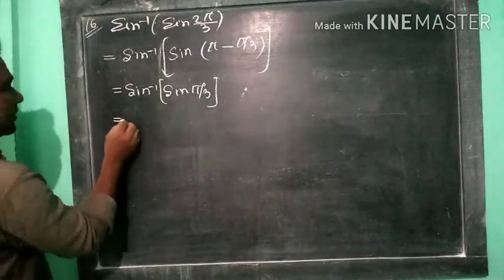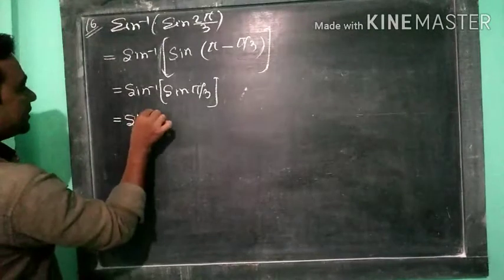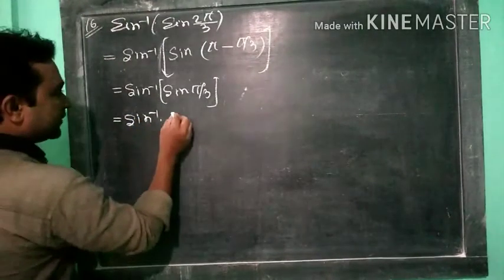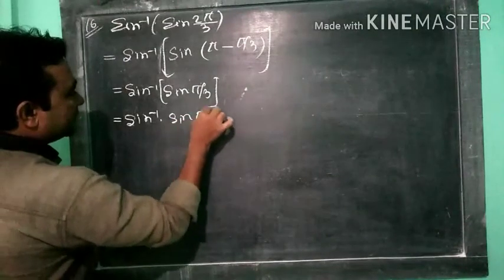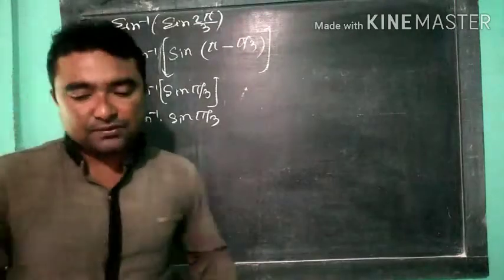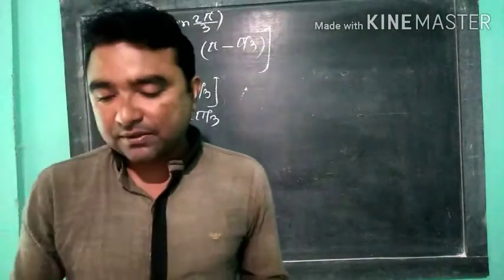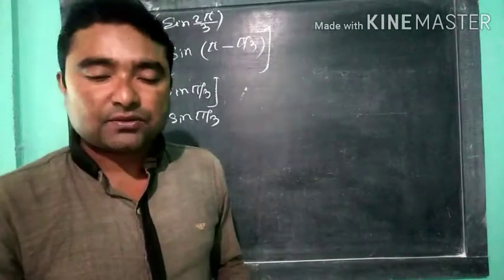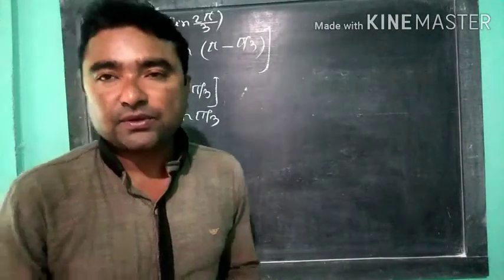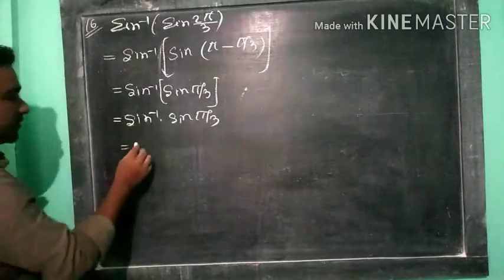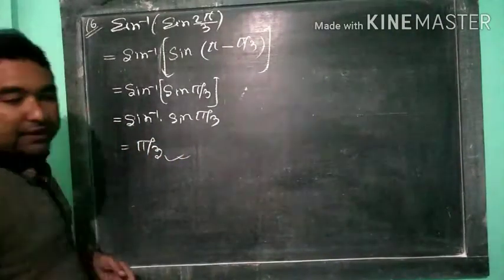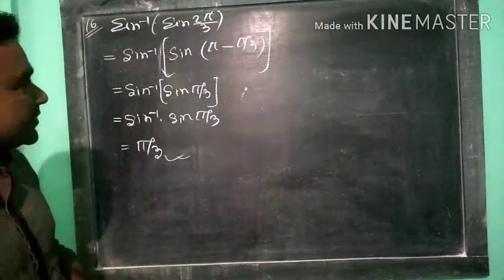So this is equal to sine inverse of sine pi by 3. We know that sine inverse and sine multiplied together become 1, so the value will be pi by 3. So this is the answer. This is a very simple type of problem.